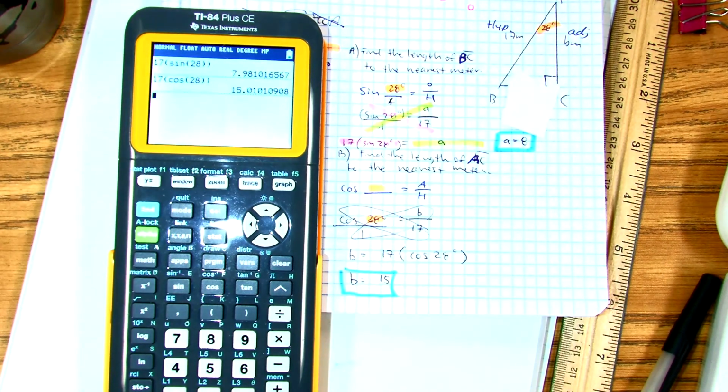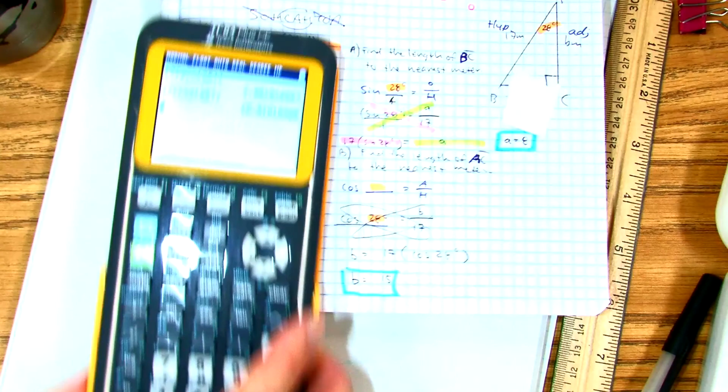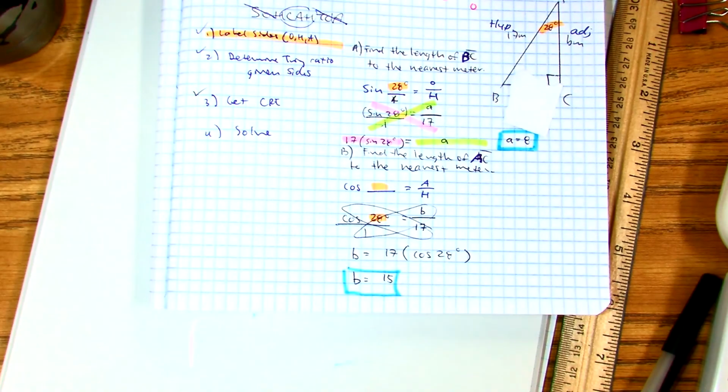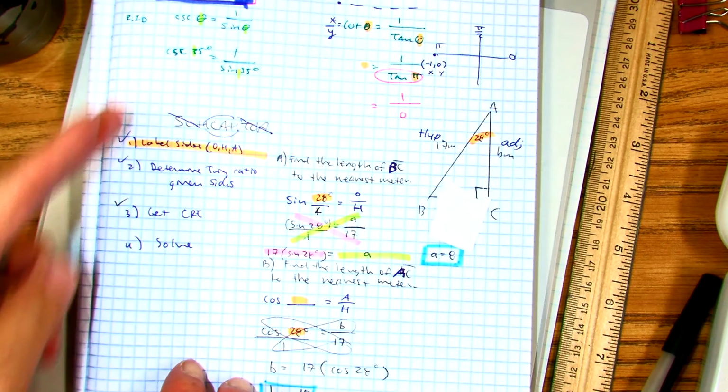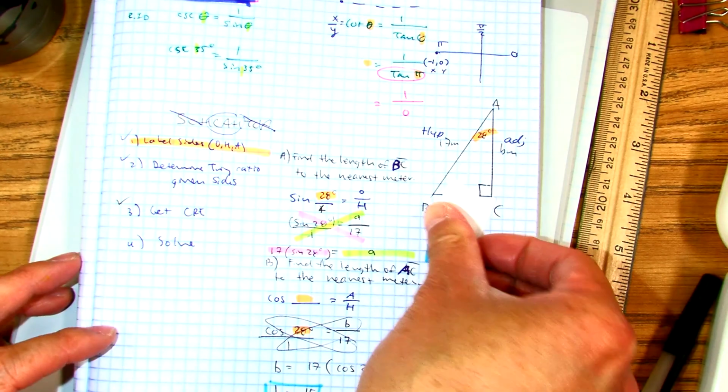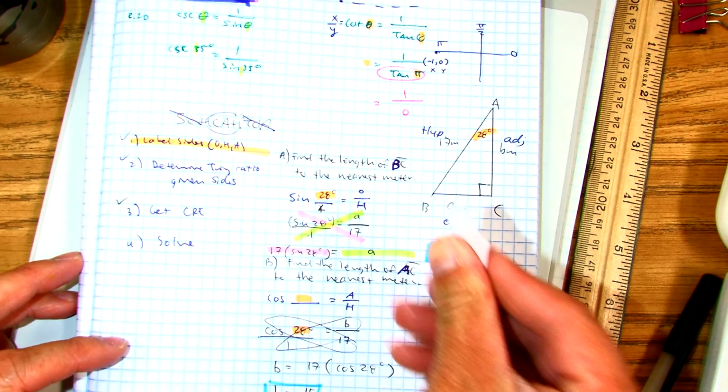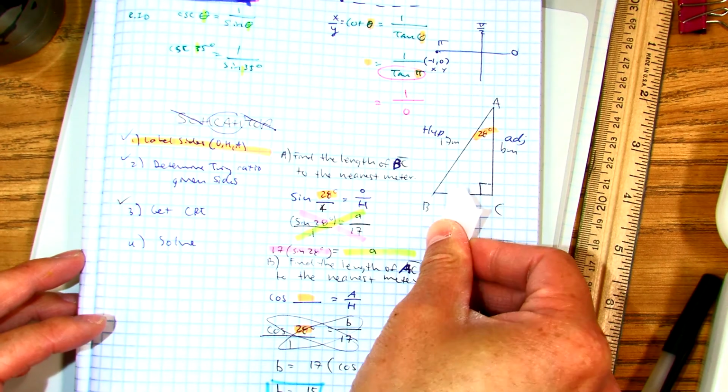So, two problems using our trig ratios to solve for a missing side. We follow these steps over here. And something really practical that might help you is if you have an eraser or something small, sometimes you can just cover up parts that you don't need for that particular problem.